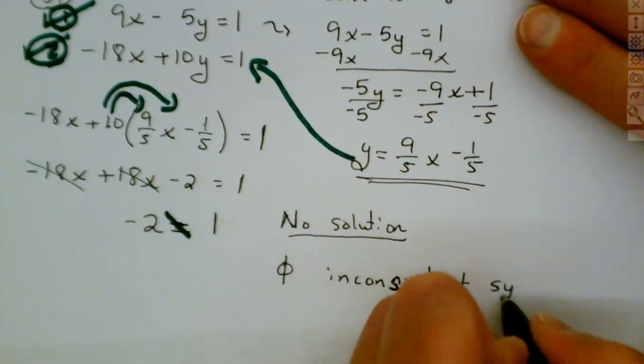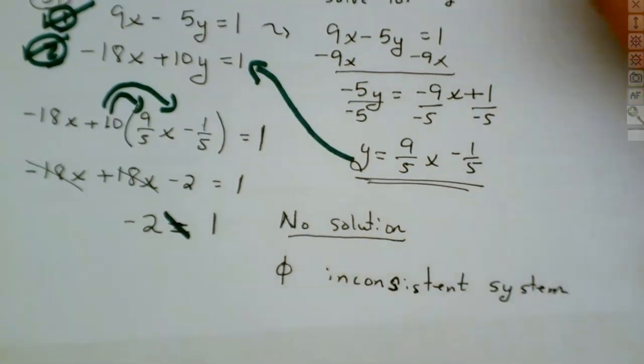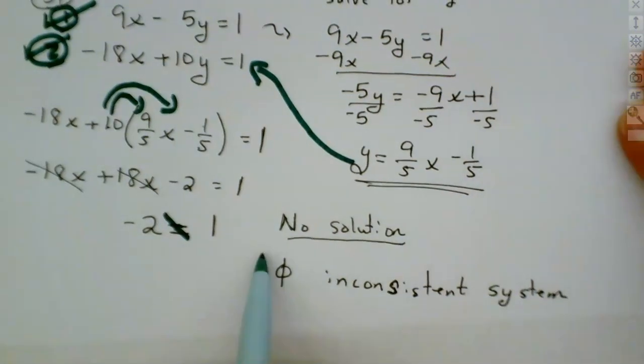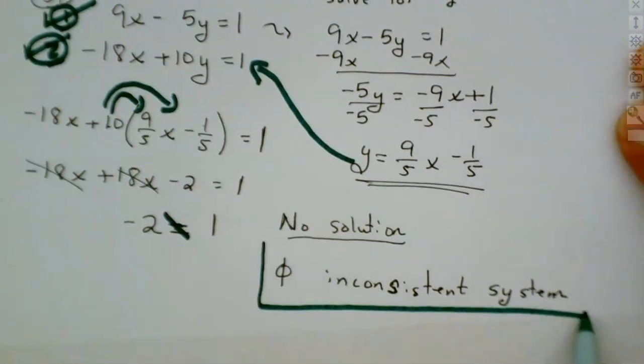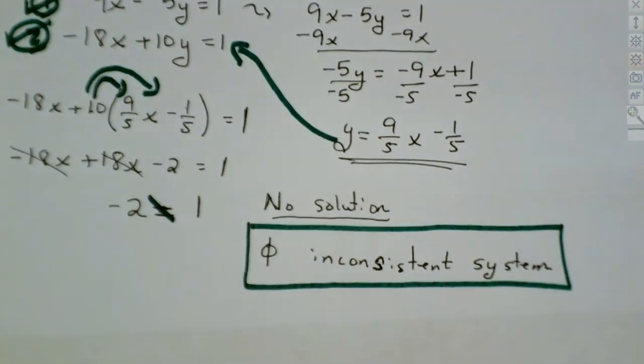So it's an inconsistent system. Now, why is it inconsistent? It's inconsistent because it doesn't work. It's a contradiction. And what's basically happening is this.